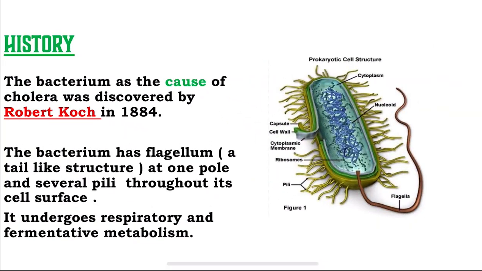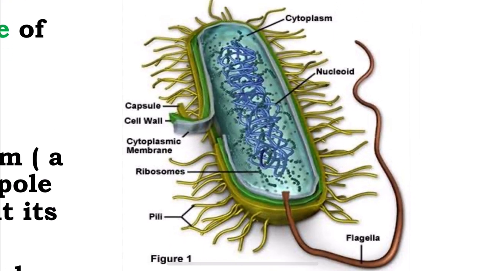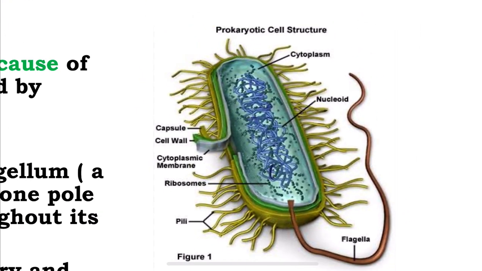Moving further to the history of cholera. The bacterium as the cause of cholera was discovered by Robert Koch in 1884. So we see that Robert Koch is the one who discovered the cause of cholera. The bacterium has a flagellum, a tail-like structure. Robert Koch discovered this bacterium, Vibrio cholerae, to be the cause of cholera, and he noted that this bacterium has a flagellum.